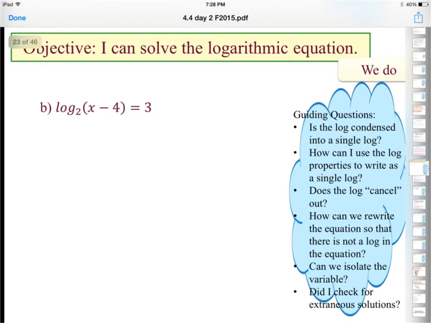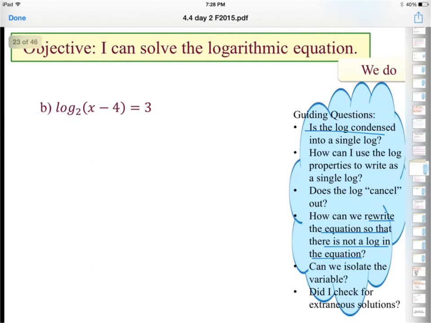So moving on, do I need to condense this log? We do not need to condense the log since it's only in one spot. So we don't need to use the properties, but we do want to use the property where we rewrite the equation so that we can get rid of that log and maybe just work with an exponential equation, since we have already learned how to solve those in the previous lesson.